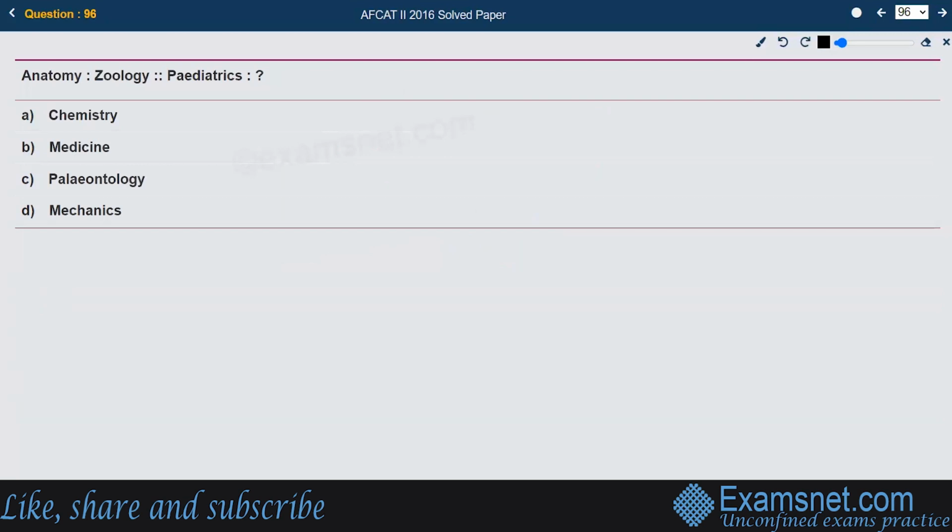Next, now what we are supposed to do, we have to find out if anatomy is related to zoology in the same way, pediatrics is related to what. That is what we are supposed to find out. Anatomy is related to zoology, then pediatrics is related to what. So if you look at the options given: chemistry, medicine, paleontology, and mechanics.